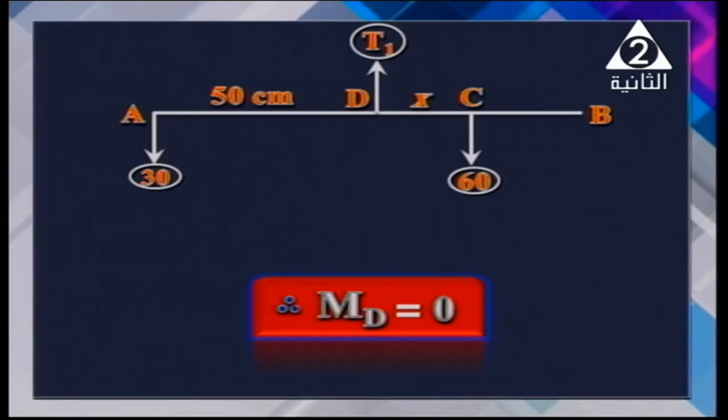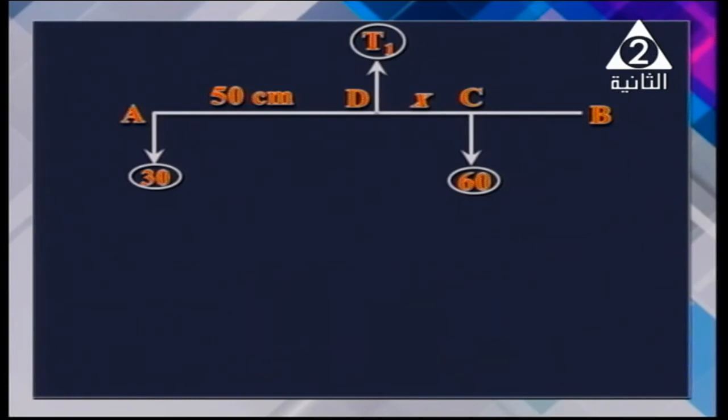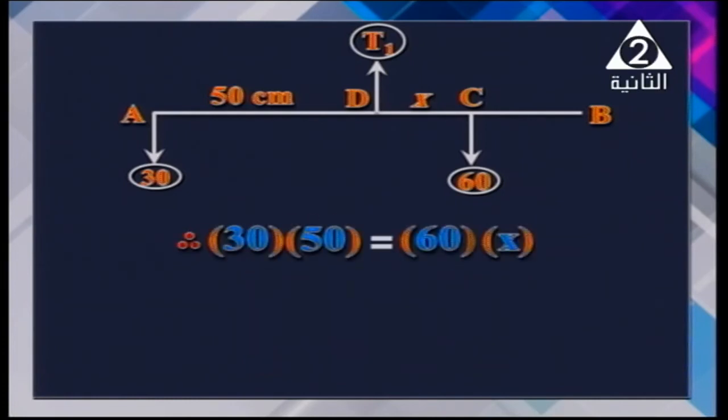Act at point C, X centimeter from D. Tension T1 is at the middle of AB. Remember, AB equals 100 centimeter. Since, my dear student, the moment about D equals 0, by using the equation of equilibrium, 30 times 50 equals 60 times X. What is the value of X?